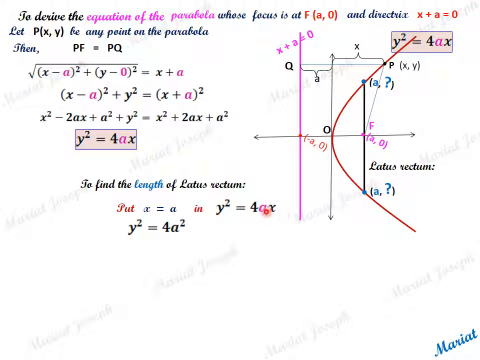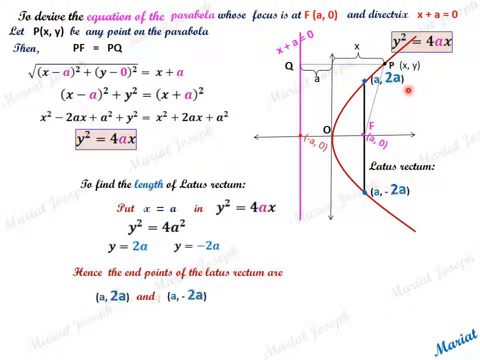By putting x is equal to a, we have y square is equal to 4a into a, that is 4a square. Therefore, y can be 2a or minus 2a. So, these two points are (a, 2a) and (a, -2a), as the y values are these two. So, the endpoints of the latus rectum are (a, 2a) and (a, -2a). It is evident that the length of the latus rectum, from 2a to minus 2a, the total length is 4a.